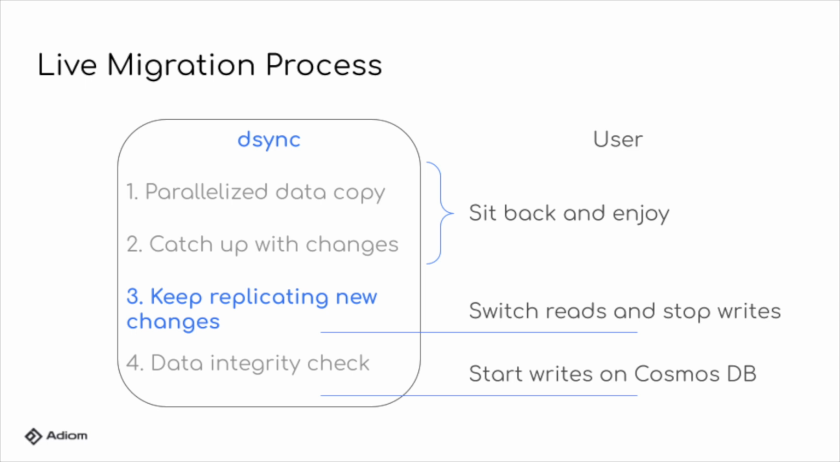When the replication lag between the destination and the source is small enough, the user can switch the reads to the destination and stop the writes to let both the source and the destination get in sync. When they are fully in sync, the user can run a data integrity check and cut over to Cosmos DB.